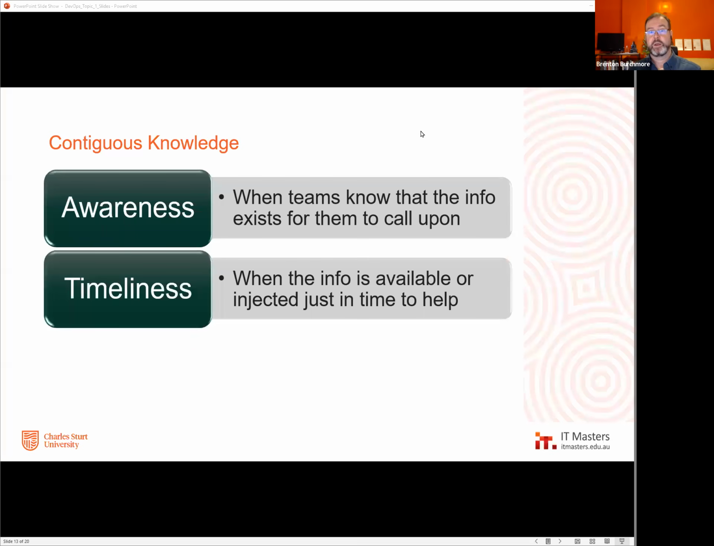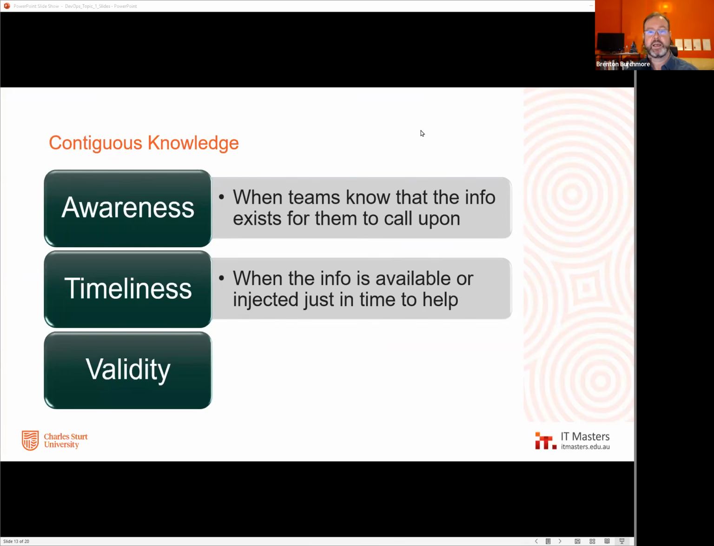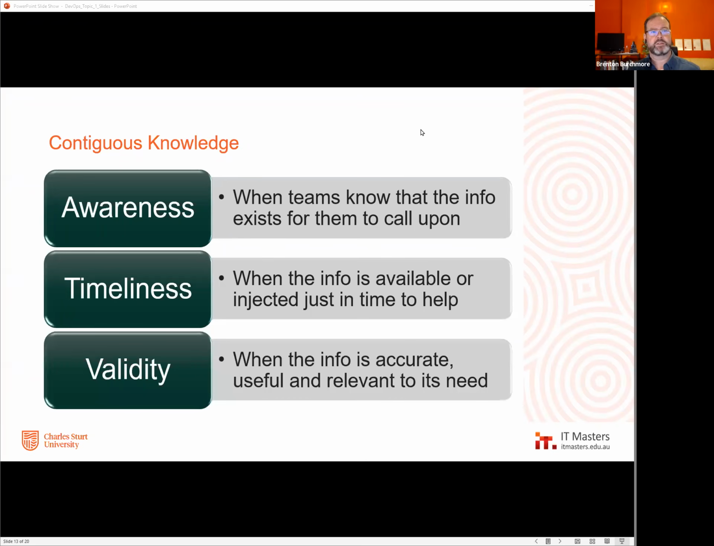The second is timeliness. When you find out about something, do you have it available to you when you need it? Can you get it now? Can you look it up? Can you find it? Can you ask? Can you get this piece of information on time? Or is it buried somewhere? Is it something you've got to request? Is it hard to access? And the third is, is it right? Is it valid? Is it correct? Is it useful? Is it relevant to what I'm doing?